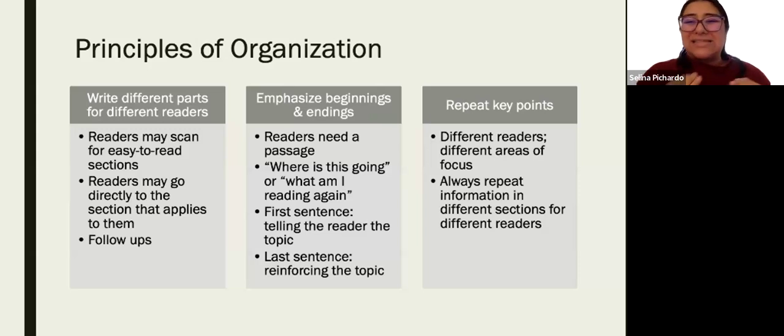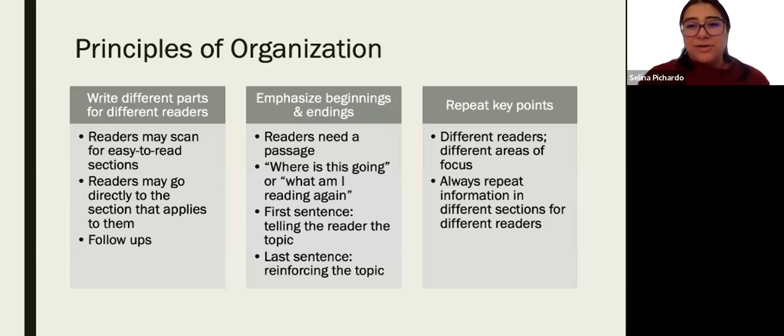And these readers need some type of passage. Usually the first sentence is telling the reader, once again, this is the topic of this paragraph. The last sentence is usually reinforcing that topic. Always repeat key points. Different readers have different areas of focus. I feel like I'm sounding like a broken record here, but I feel like this makes sense.